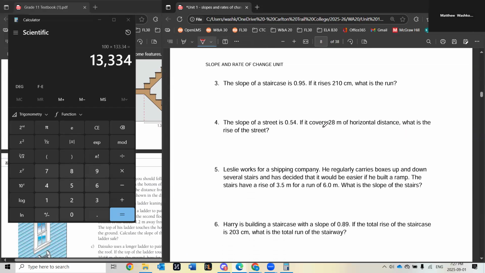Question 3. The slope of a staircase is 0.95, and if it rises 210, what is the run? This is a hard one. This is a very hard one.